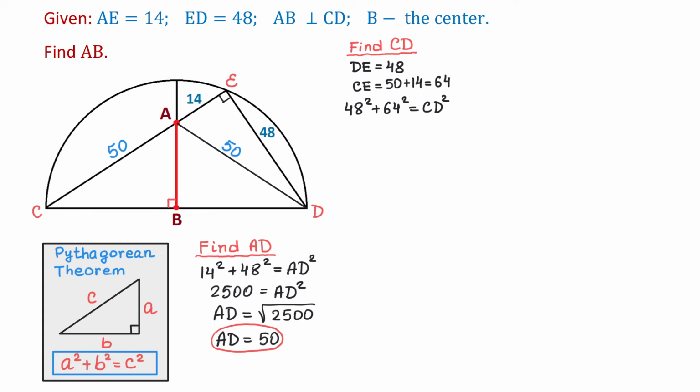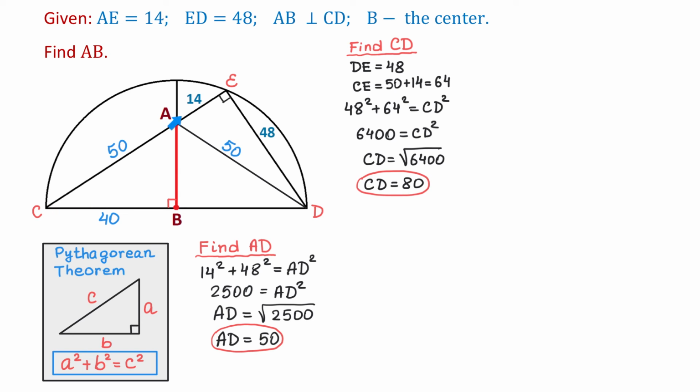On the left side, 48 squared plus 64 squared makes 6400. All this equals CD squared. Then CD equals the square root of 6400. Then CD equals 80. And now BC is half of 80, and that is 40.